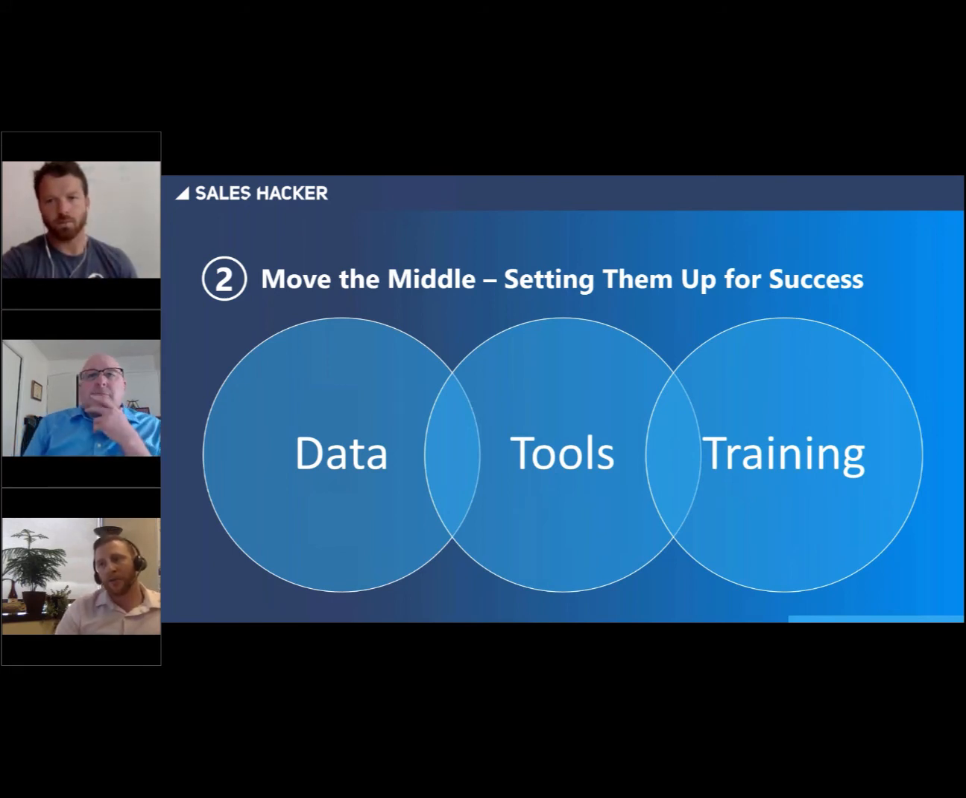But I think the tools, if you put them only in the hands of your top performers and say, hey, go figure this out and does this work? Like, of course they're going to be able to figure it out, right? They're your top performers. So I think it's kind of managing to the common denominator here.